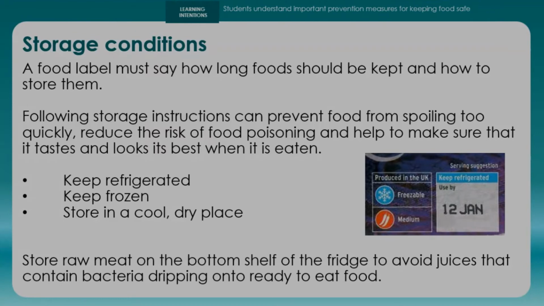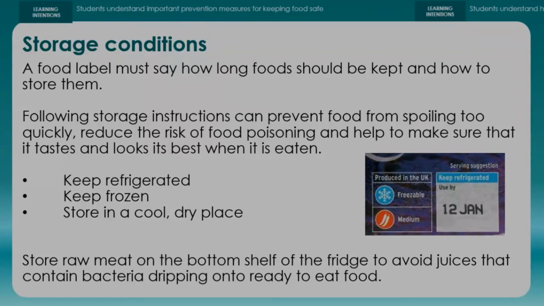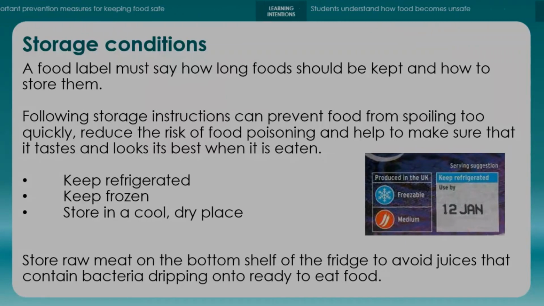Following the food packaging instructions will help prevent food from spoiling too quickly and reduce the risk of food poisoning, and will help to make sure that it tastes and looks at its best when it's eaten. If you're storing raw meat in the fridge, you should keep it on the bottom shelf of the fridge to avoid juices that contain bacteria dripping onto the ready-to-eat food.